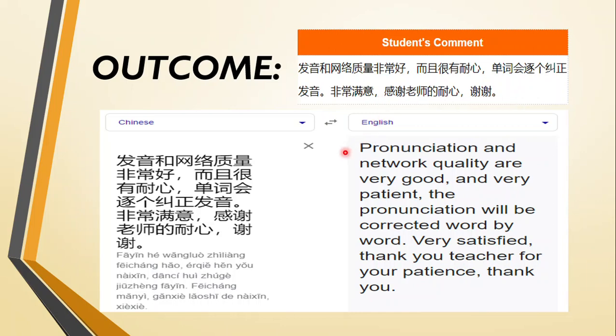So the student said, pronunciation and network quality are very good and very patient. The pronunciation will be corrected word by word. Very satisfied. Thank you, teacher, for your patience. Thank you. So that means that the student felt delighted because I was able to correct his mistakes, and he's thinking that he can learn more with me. So that's the most important thing.